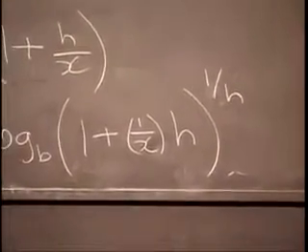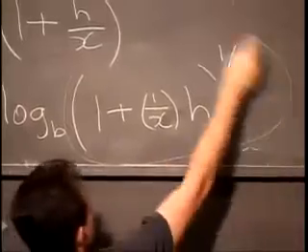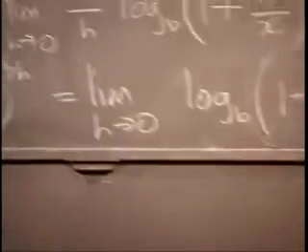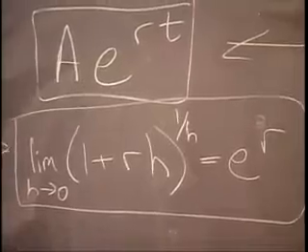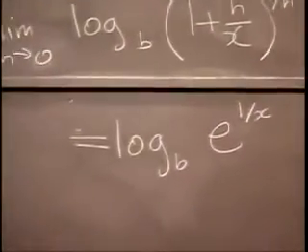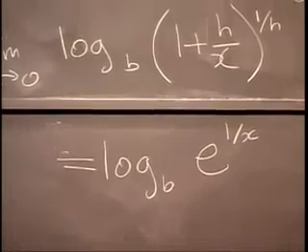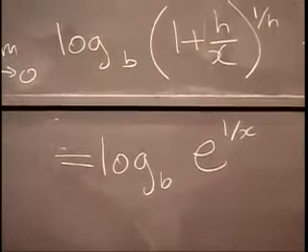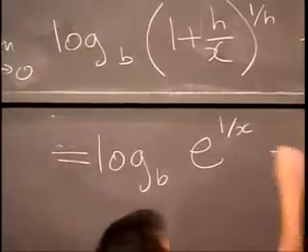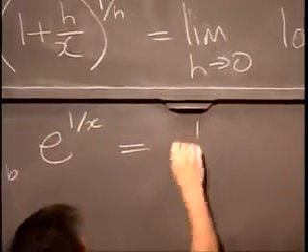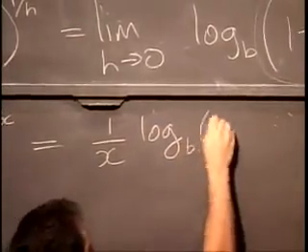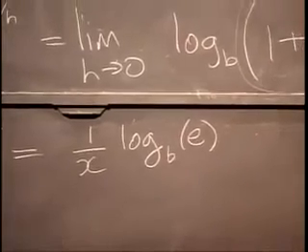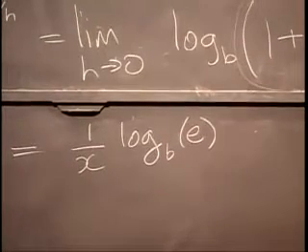Okay, so the point is that this goes to e to the r in the limit. So I can finally take the limit, and it's e to the r, but r is 1 over x. And that is the result of taking the limit. And there's not very much left. All I have to do is use one more log rule. I pull the 1 over x down outside the log. There it is: 1 over x log e base b.